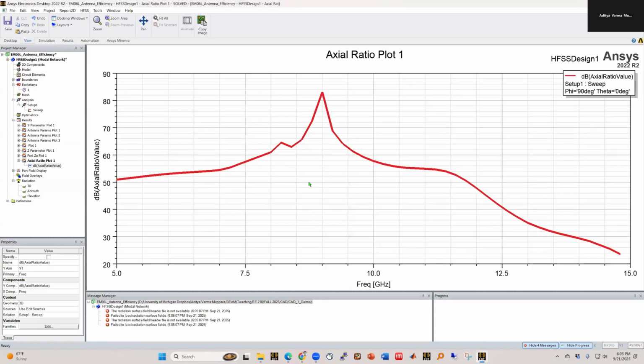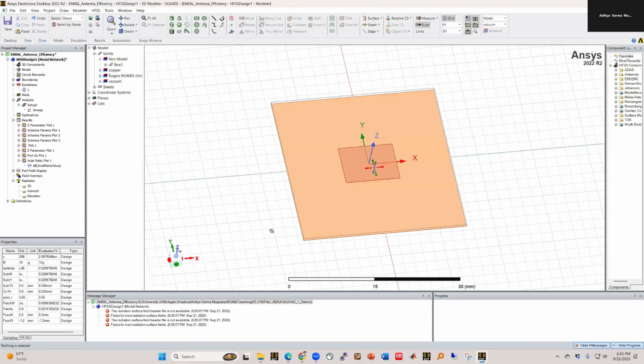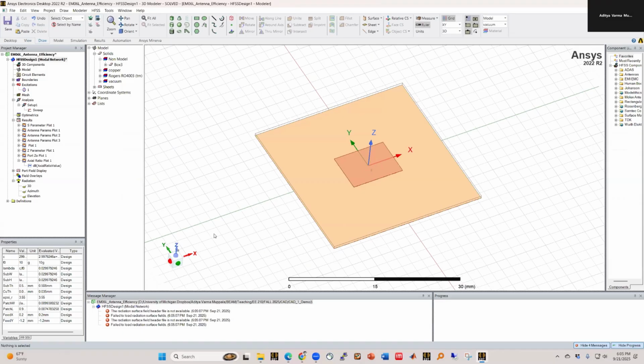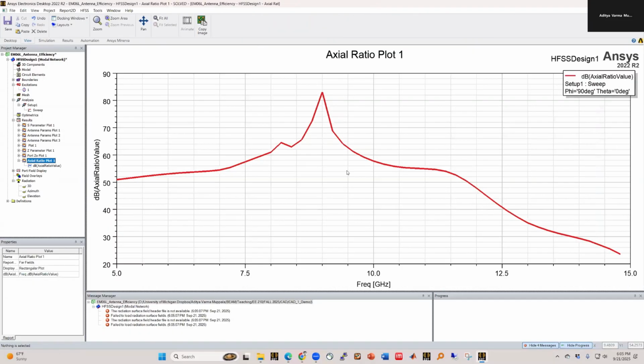ratio. Okay, and usually an axial ratio above 20 dB is considered linearly polarized. So this is even more than that, right? 50 dB is huge. And here it's kind of going off to infinity, sort of. So of course, a patch is supposed to be linearly polarized, especially this kind of a very symmetric patch. So that's what we have. Okay, that's the axial ratio.